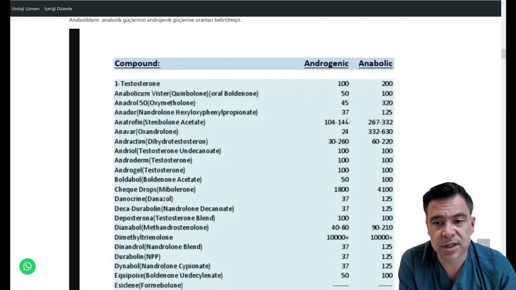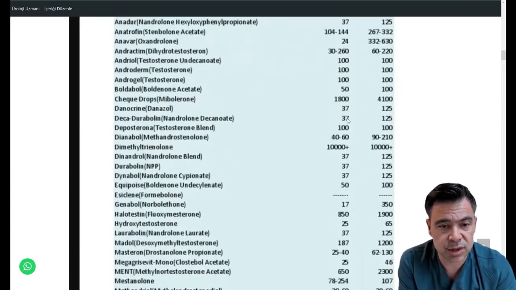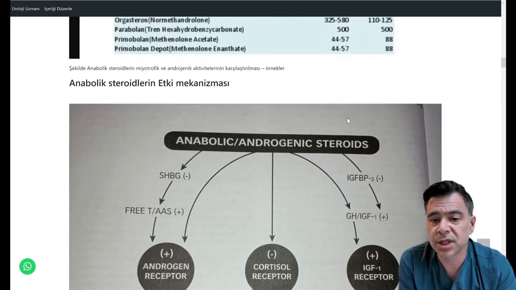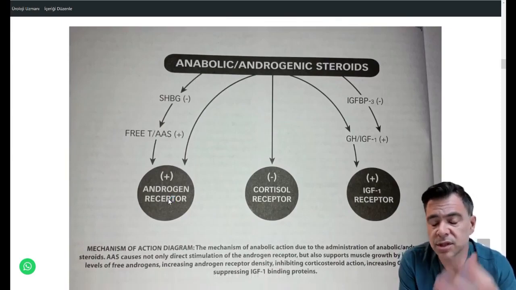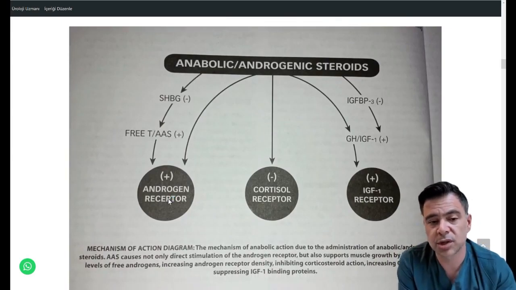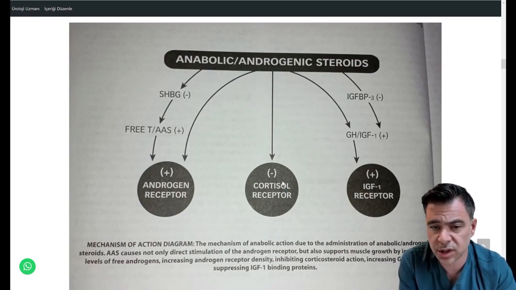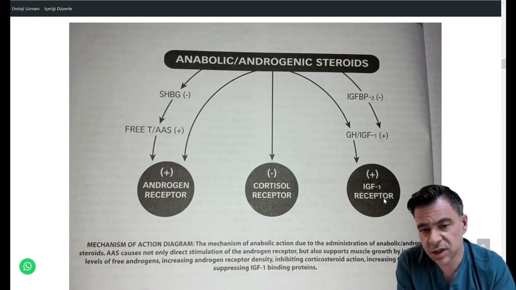Testosterone has androgenic effects. For example, it can cause acne, it can make the skin oily, it can enlarge the prostate. There are also anabolic effects, such as increasing muscle and accelerating fat burning. They try to design anabolic steroids in such a way that the androgenic effect is low and the anabolic effect is strong. They have classified anabolic steroids accordingly.